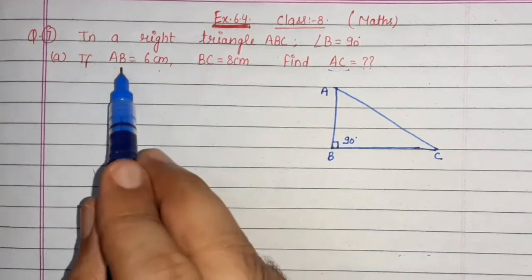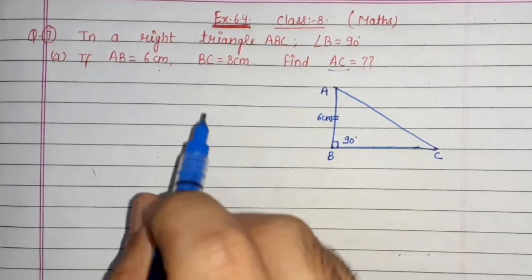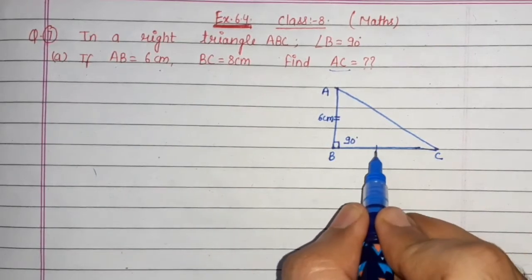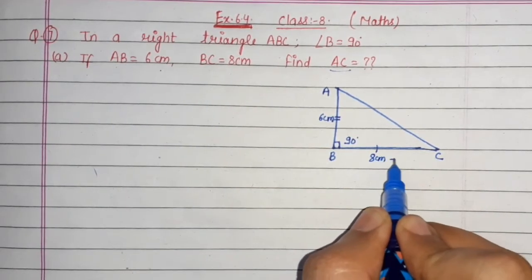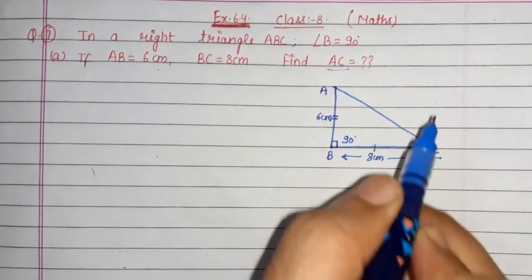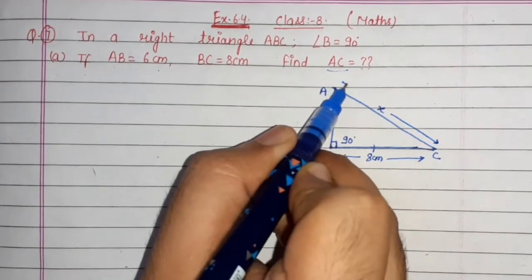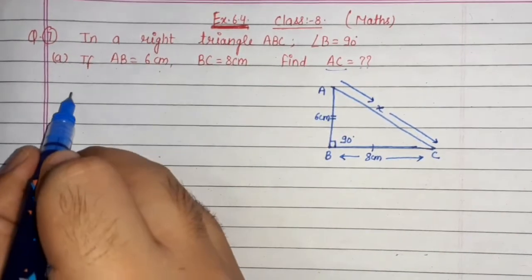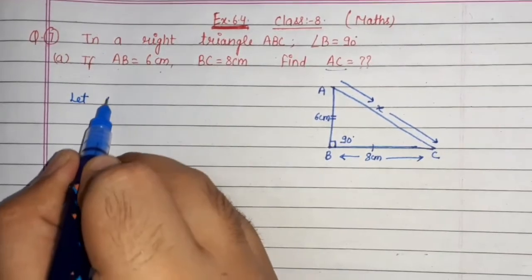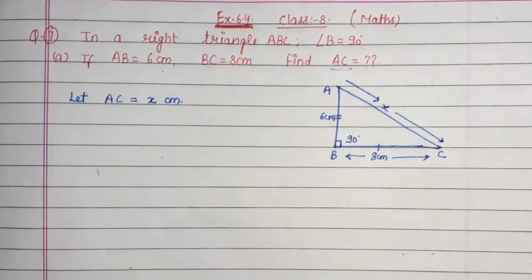AB is given 6 centimeters. So write down here 6 centimeter. After that BC is given 8 centimeters. So this is 8 centimeter. We have to find this length. So let AC is equals to X centimeter.